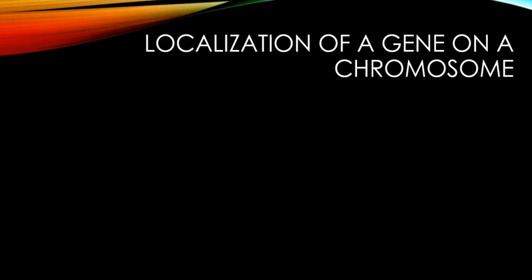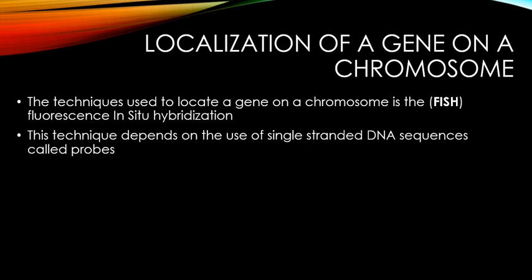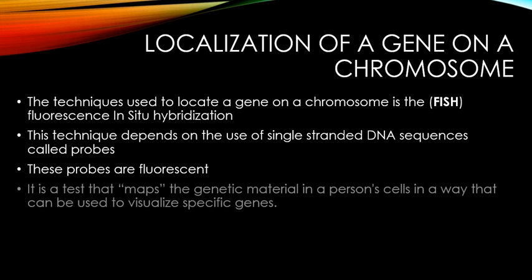Localization of a gene on a chromosome. This is a very important technique which is used to locate a gene on a chromosome, and it is known as the FISH technique, or fluorescence in situ hybridization. This technique depends on the use of single-stranded DNA sequences, which are known as probes. Definitely they are fluorescent probes in order for us to visualize them.